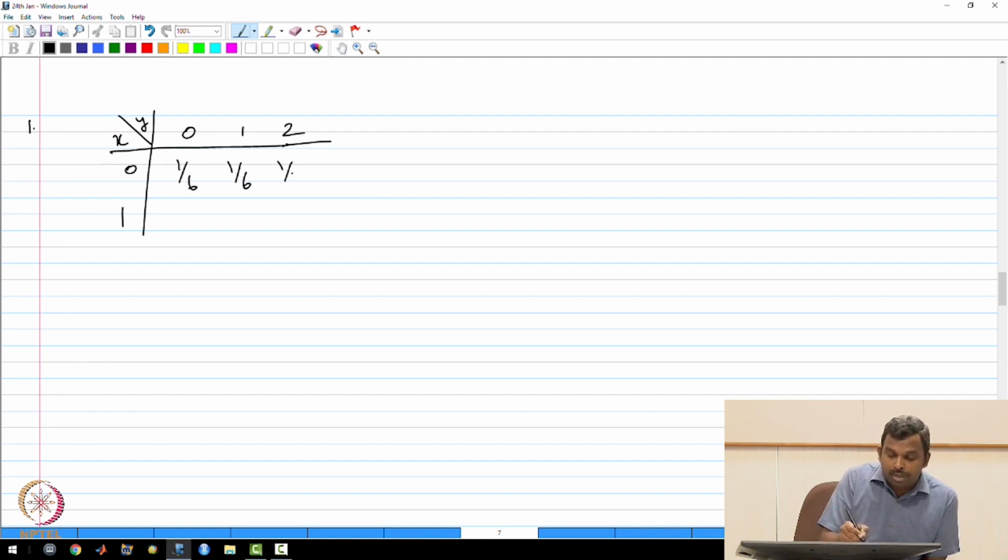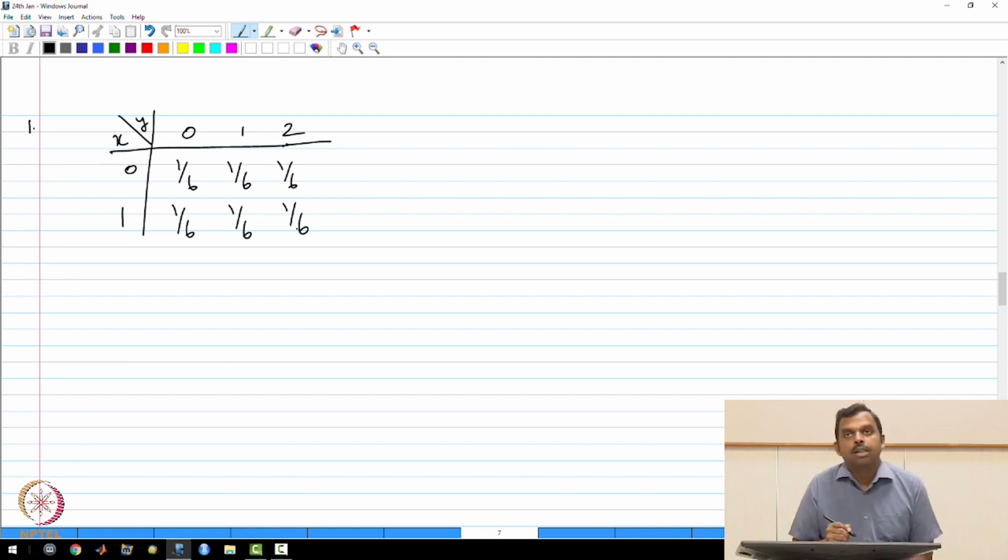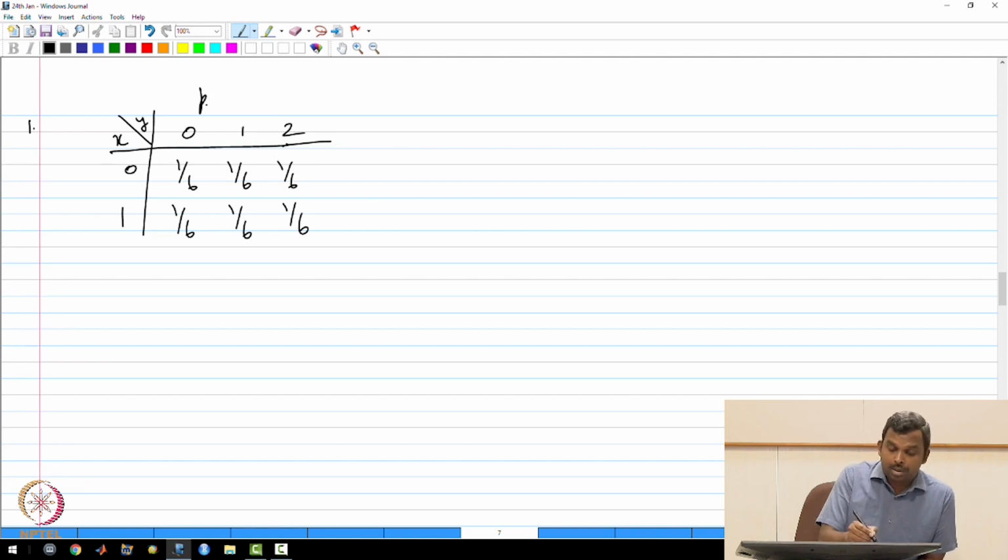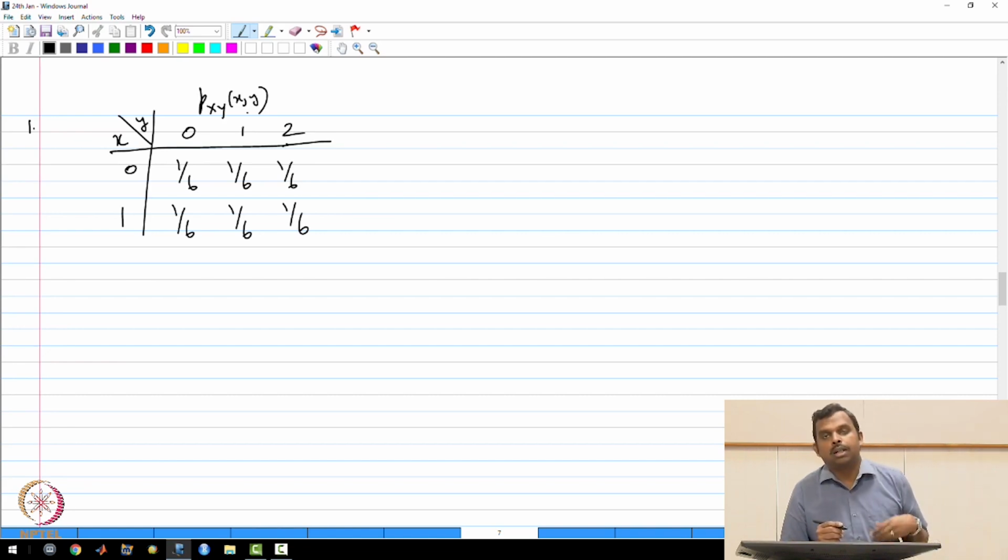I'm going to consider an example where x and y together take values in this form. So x takes two values 0 and 1, y takes three values 0, 1, 2, and I'm going to say all the probabilities are 1 by 6. Okay, so this is my joint PMF, pxy of x comma y. There are two random variables x and y, and the joint PMF is given like this.